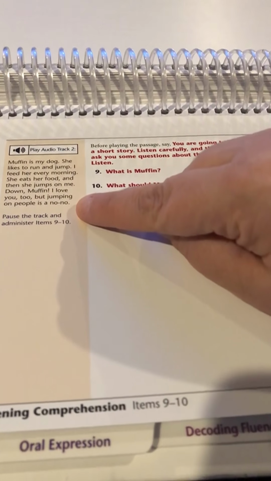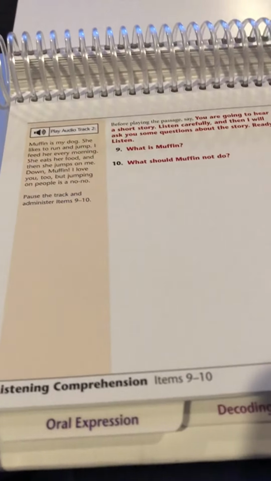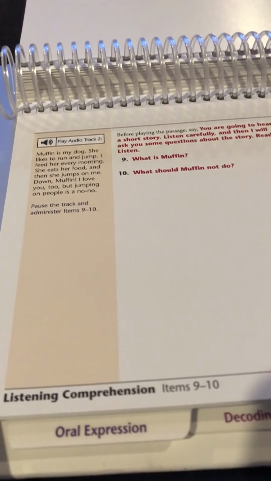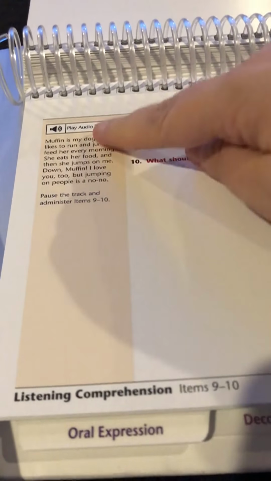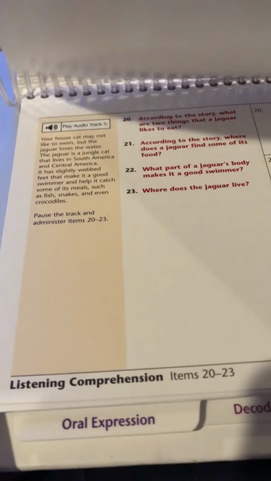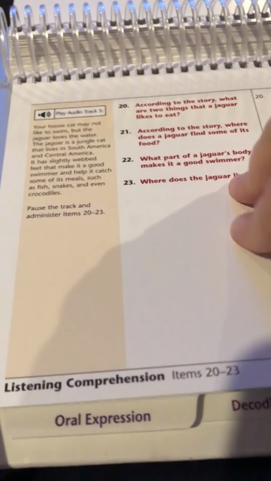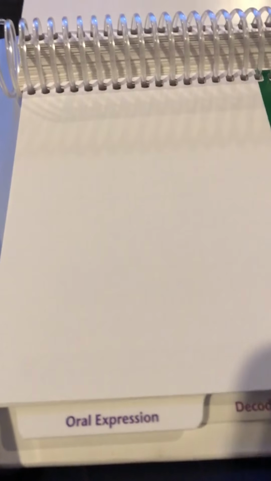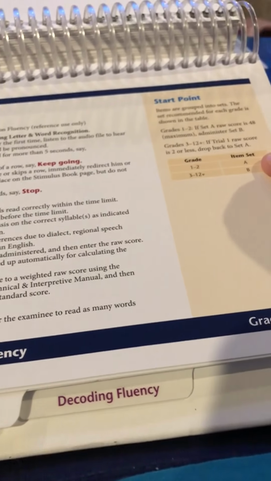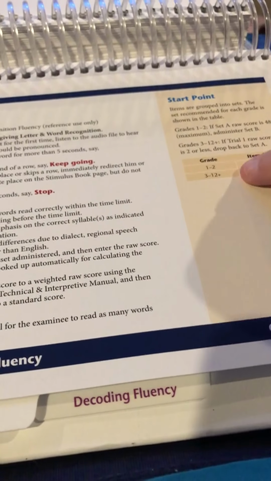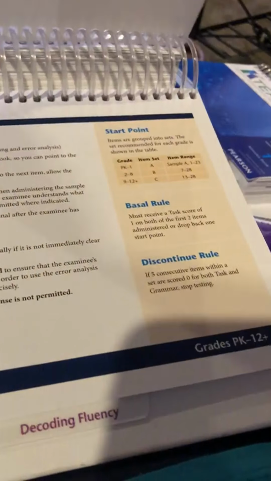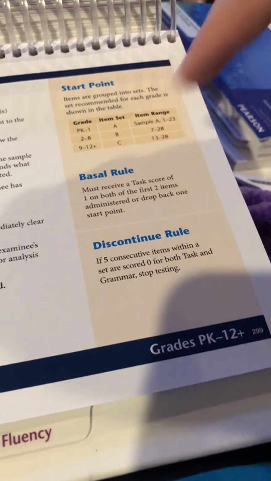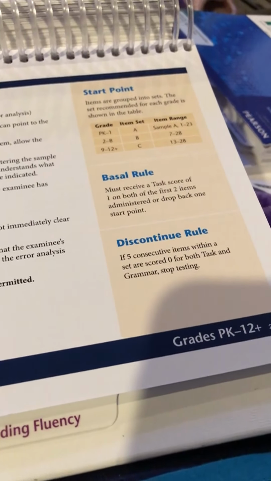And it does say here what the audio track is going to say. So I suppose if you did not have the audio track or want to use the audio track, you could just read this to them since it's listening. Everything is there for you on the side, and sometimes that's easier. Word recognition fluency is for grades 1 through 12, and you have an item set start point. Oral expression is pre-K through 12, and you have a start point and a basal and discontinue rule.